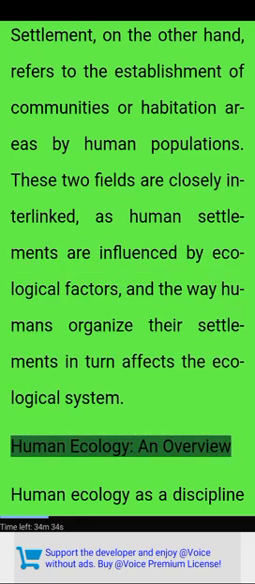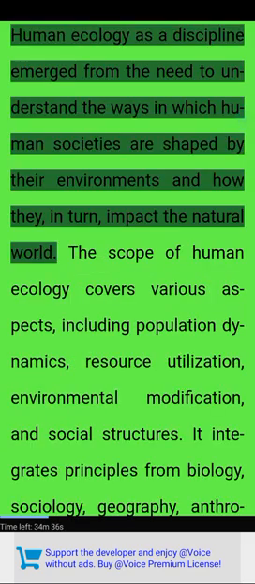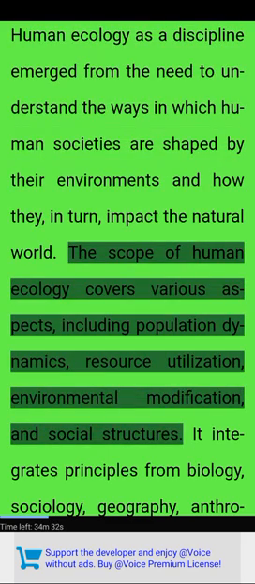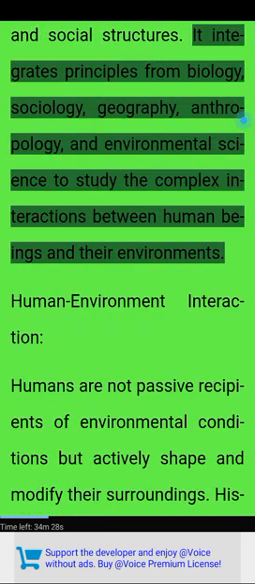Human ecology, an overview. Human ecology is a discipline that emerged from the need to understand the ways in which human societies are shaped by their environments and how they, in turn, impact the natural world. The scope of human ecology covers various aspects, including population dynamics, resource utilization, environmental modification, and social structures. It integrates principles from biology, sociology, geography, anthropology, and environmental science to study the complex interactions between human beings and their environments.